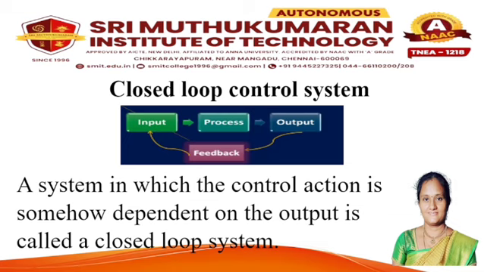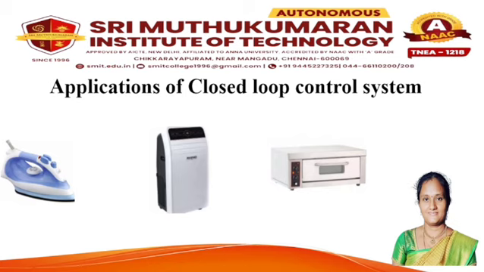Then, closed loop control system. It is one in which the control action depends on the output through feedback. For example, automatic voltage regulator, speed control of motors, air conditioner. In an automatic voltage regulator, it continuously monitors the output voltage and automatically adjusts it to maintain a constant voltage even when load changes.